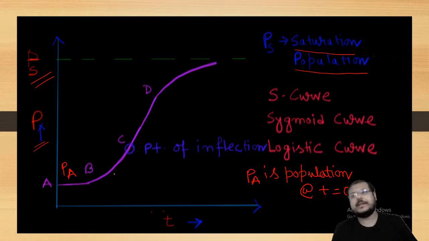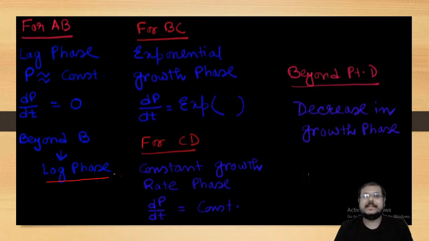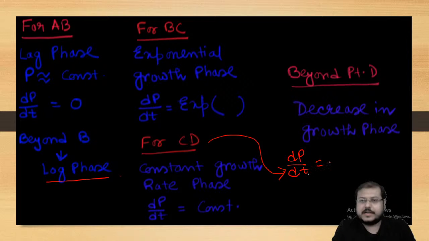What will they do? They will obviously increase the number, but they will check the rate. Now they will increase the number at a constant rate up to point D. Constant rate means for CD, dP/dt is constant. If dP/dt, the tangent slope, is constant, then if you plot it, it will be a straight line, so it is nothing but the linear growth phase.